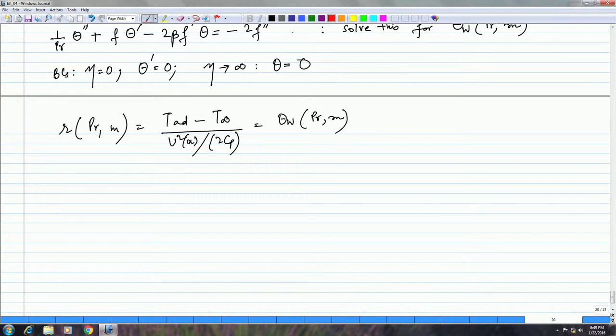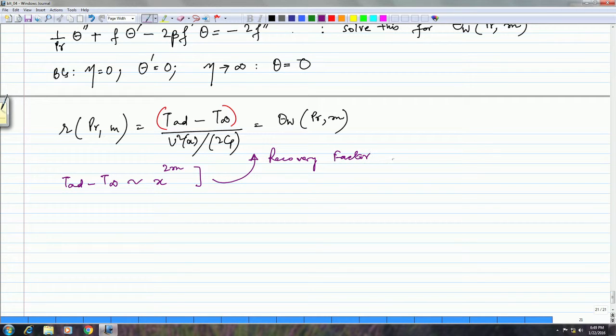What I mean is that if I were to write this to this, then we will get a recovery factor independent of x, independent of x. Now, that becomes interesting.